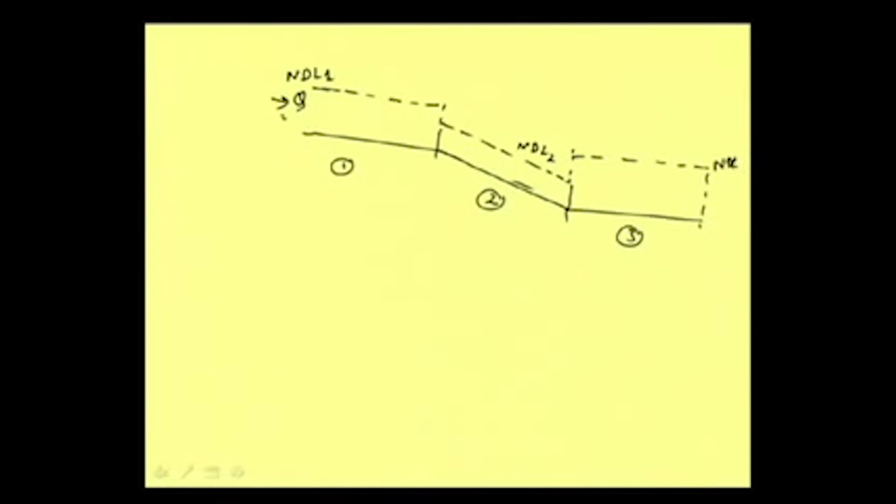But these are all about the normal depth line we are writing. The flow profile, that is the surface of water, will not be moving like this, suppose straight moving this way, then dropping here, again moving like that, then rising here. It will not be moving like that.